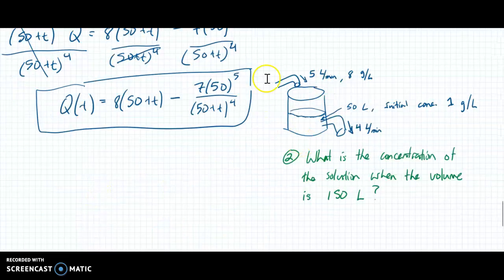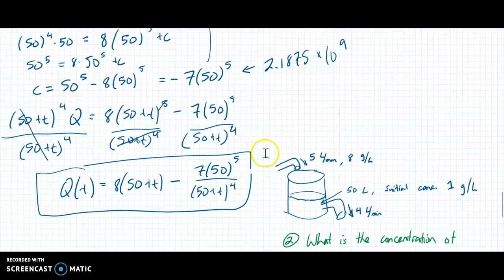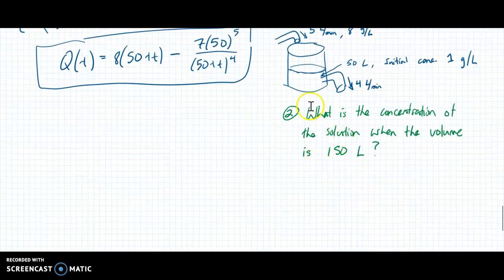I moved the original picture down, and I moved the question down. The one thing I need to know is when the concentration of the solution, when the volume is 150 liters. Well, I know that I need to use Q to get to the concentration. So what's my input for Q? It's T. So really, I need to know when the volume is 150.